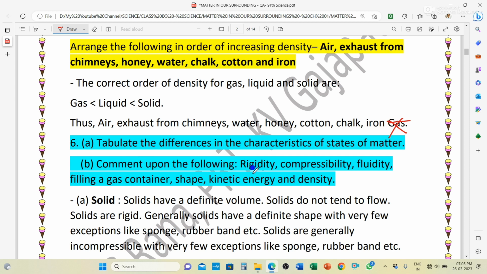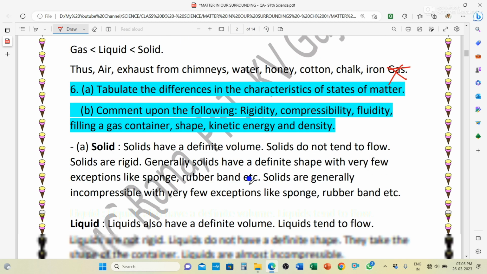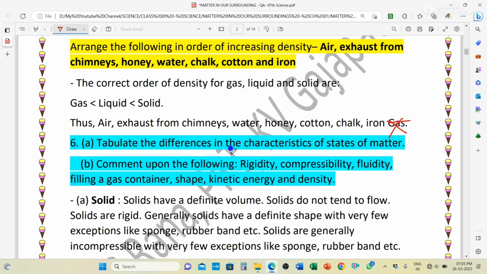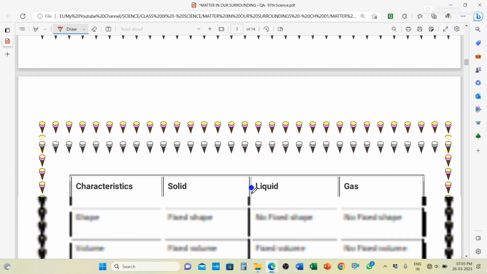Now question number 6. A, tabulate the differences in the characteristics of states of matter, and B, comment upon the following: rigidity, compressibility, fluidity, filling a gas container, shape, kinetic energy and density. First we will have to answer the first question, that is, tabulate the differences in the characteristics of states of matter. That means you have to fill a table like this.